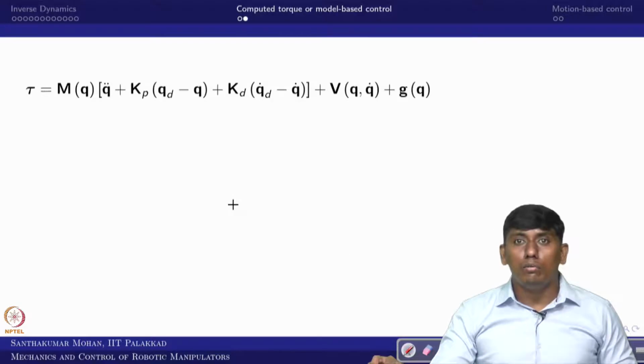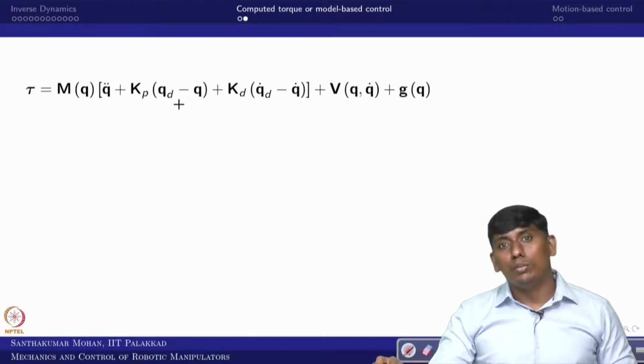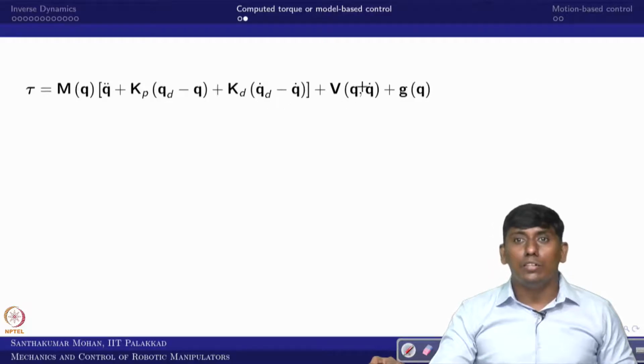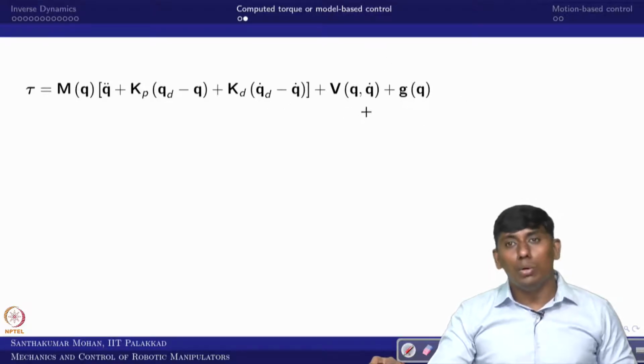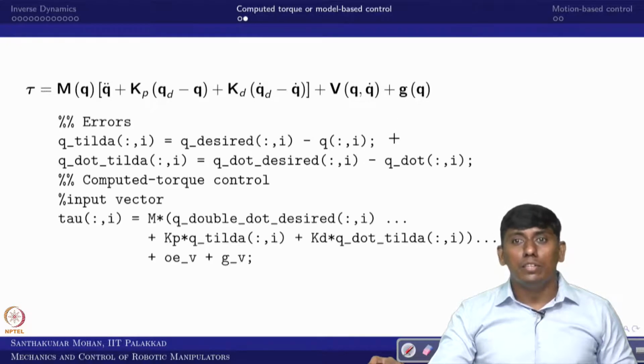So this is the control law which we derived in the regular lecture, and we are trying to incorporate it. For that you need q tilde and q tilde dot, in addition to the vector that needs to be compensated. Kp into q tilde and Kd into q tilde dot are coming, then q double dot desired multiplied with the mass matrix, and then the other vector plus the gravity vector is added. We calculate q tilde as q desired minus q, and q dot tilde as q dot desired minus q dot.